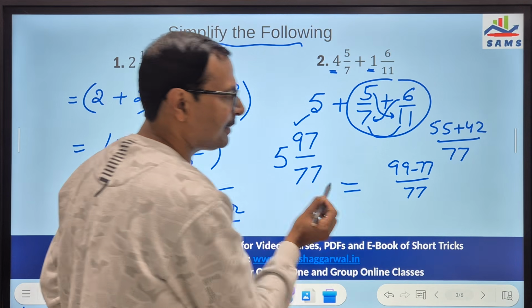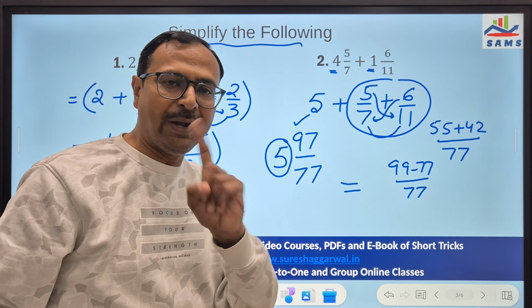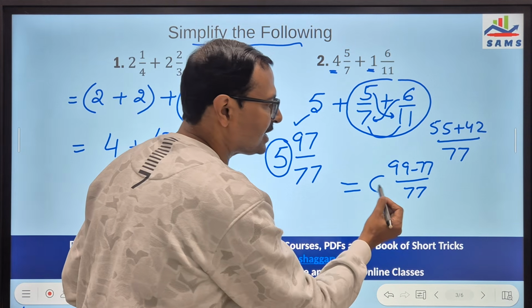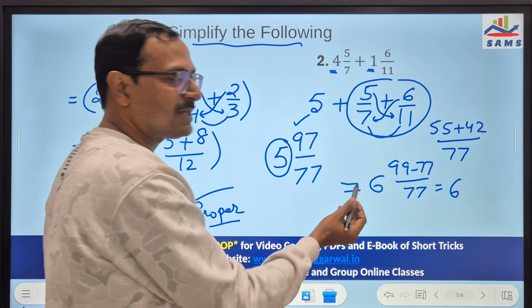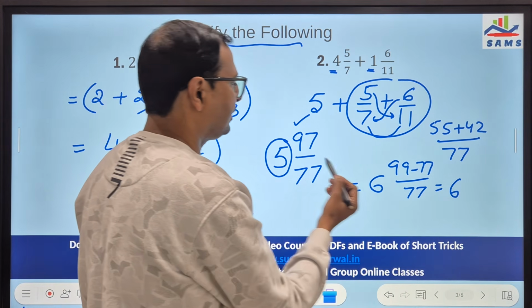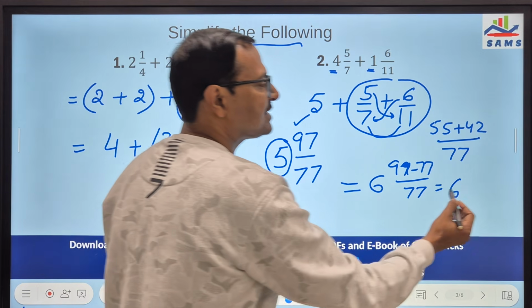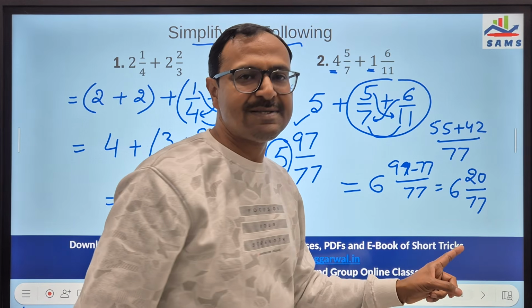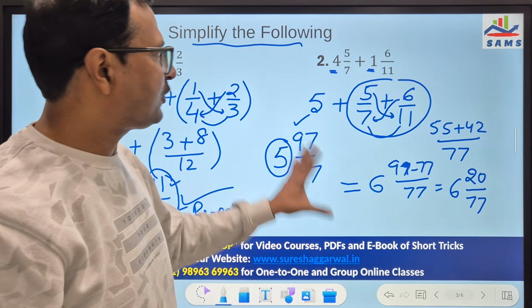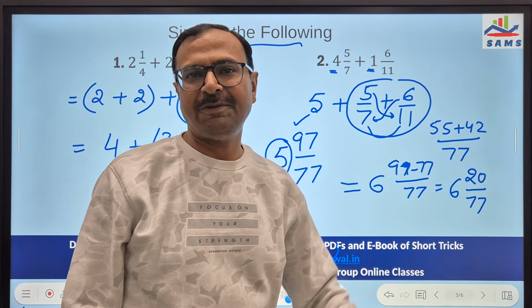Denominator 77 remains the same, and increase the whole number part by 1. So 5 becomes 6. And now you will see the final answer for the question will be 6, and then this is 97, right? Not 99. So 97 minus 77 gives you 20, and in the denominator you have the 77, and so the answer for this question will be 6 20 upon 77.